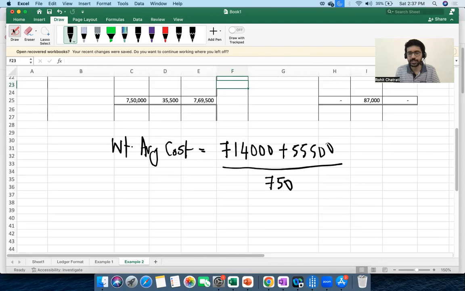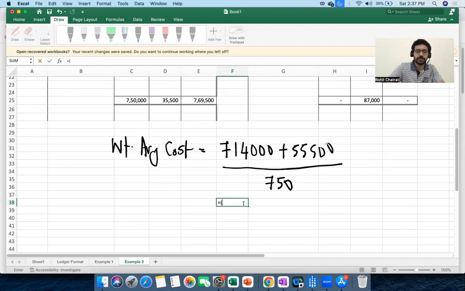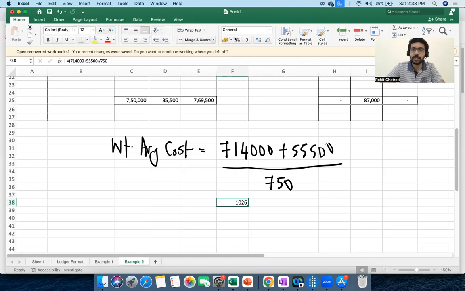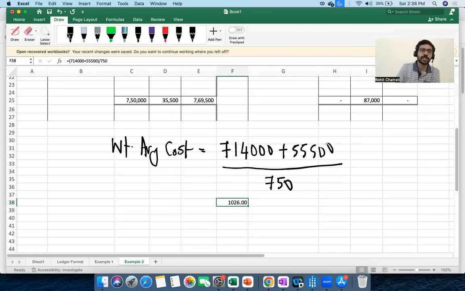So if I just quickly calculate, it will be 7,14,000 plus 55,500, the whole divided by 750 debentures. This is the cost per debenture. My cost per debenture is actually 1026. I think it has come up as a round figure. It's actually 1026. The cost per debenture is equal to 1026.